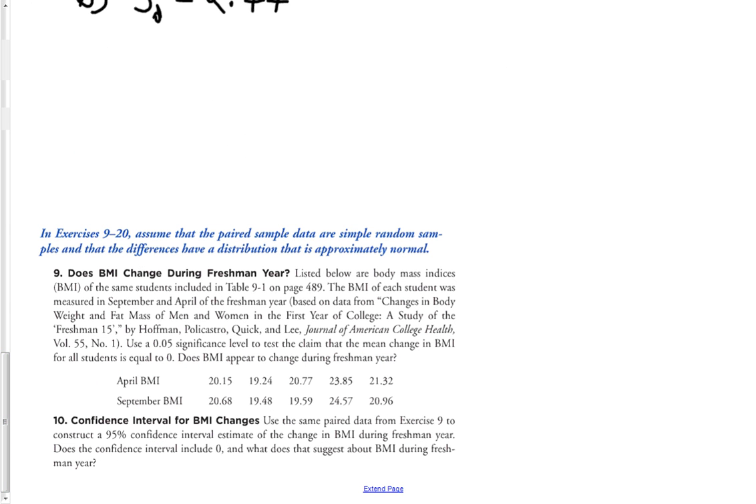Let's take a look at a few more examples. For the next set of examples, we are going to use these matched pairs of data, which represent the April body mass index and September body mass index of college students. So we have 5 college freshmen, and their body mass index was measured in April and then again in September.